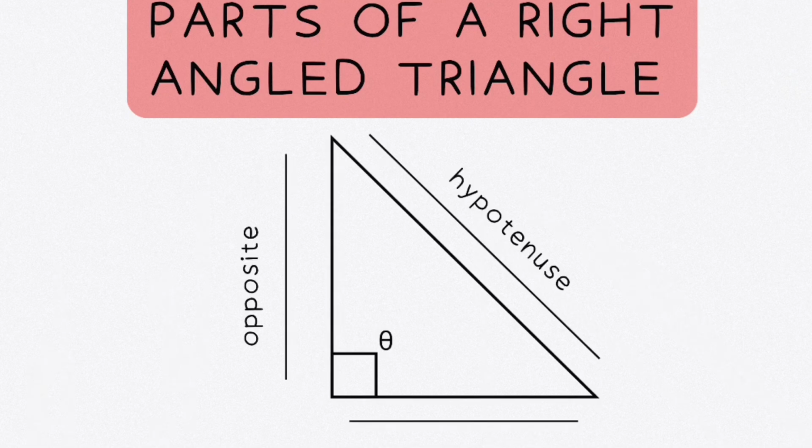Let's look at a right angle triangle. The longest side opposite the right angle is called the hypotenuse. The side directly opposite the angle we're focusing on is the opposite side, and the side next to the angle is called the adjacent side. Notice the angle theta inside the triangle. All our calculations will be based on this angle. By understanding which side is opposite, which is adjacent, and which is the hypotenuse, we can apply trigonometric ratios to solve for missing sides or angles.